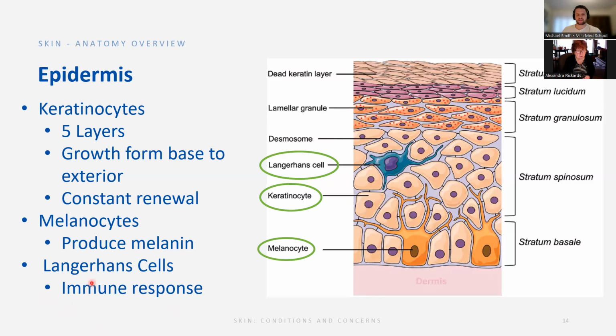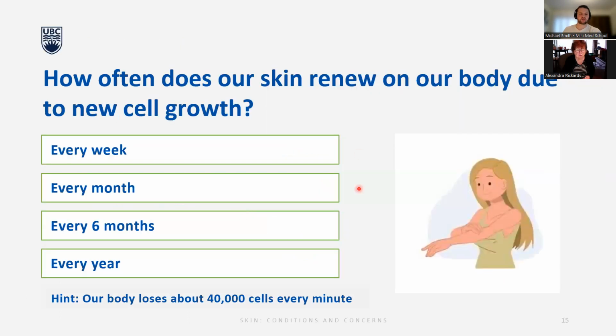And lastly, we have these cells called Langerhans cells that live in the epidermis, and these are the resident immune cells that can help mount an immune response if needed. So the important point here is that our skin is constantly needing to reproduce to repair itself in times of need. But my question for you guys, and hopefully get a bit of engagement as well, is about how often exactly does this happen? So I have a question for you all that I'm going to activate as a poll.